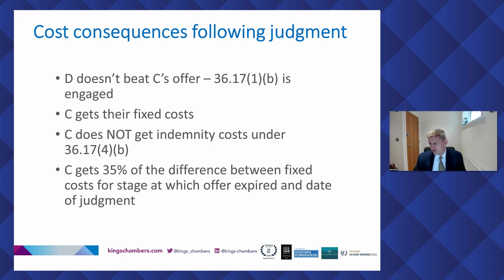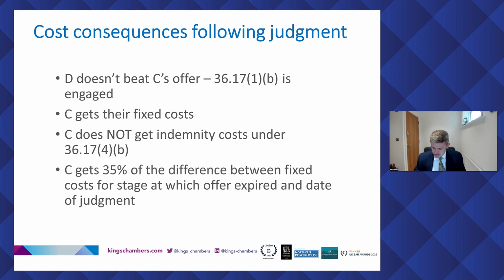Of course, the claimant will get their fixed costs. But the crucial difference here is that the claimant does not get indemnity costs under 36.17(4)(b). So that was one of the stings in the tail of 36.17 when it comes to claimants doing better than their own offer at the end of trial.